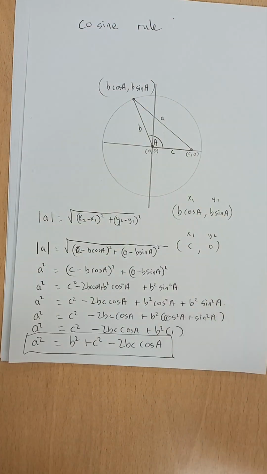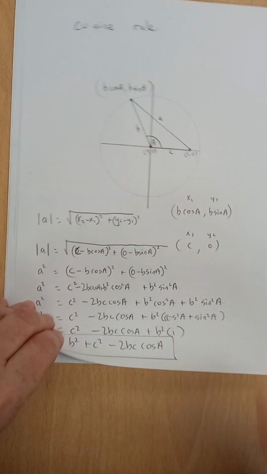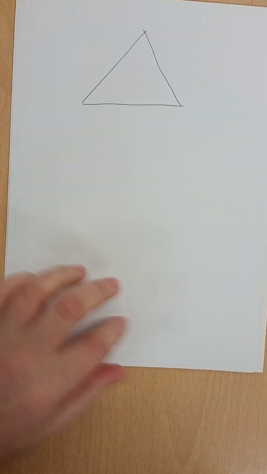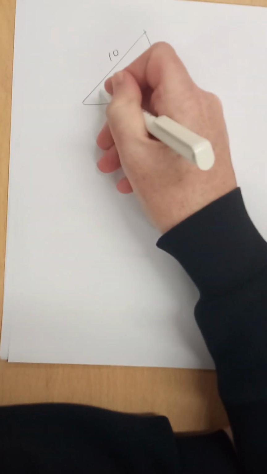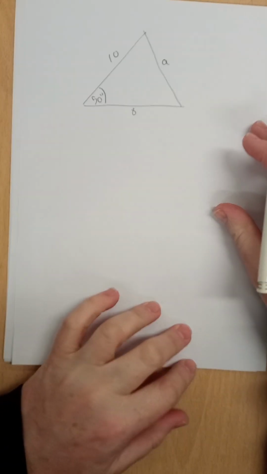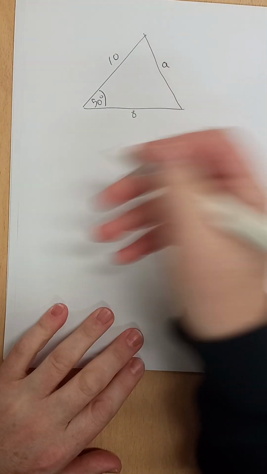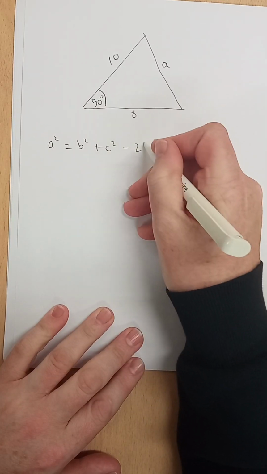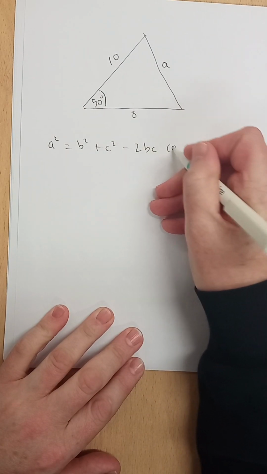So even if you didn't know any of this, you can still use this formula just by knowing the pattern. So I'm going to write down the pattern and I'm going to show you. Okay, here's an example. Let's say I want to find that side, and I know that that's 10, that's 8, and that's 50 degrees. So how do I use the cosine rule to do this one? Okay, well listen, let's write down the rule. a squared is equal to b squared plus c squared minus 2bc cosine of a.